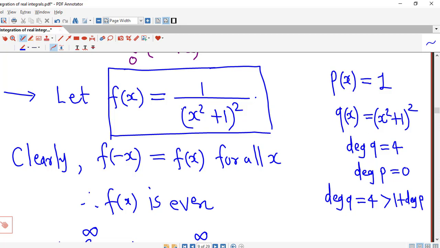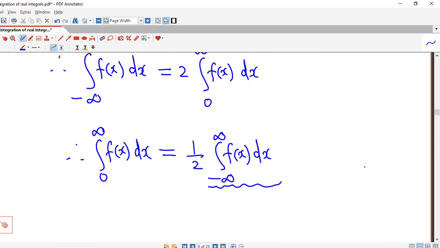So degree of q is at least 2 higher than the degree of p. So that condition is satisfied, and here q(x) is x square plus 1. So it is clear that q(x) is non-zero for all x belongs to R. So those two conditions are satisfied, that q(x) has no zeros on real axis and degree of q is greater than 1 plus degree of p. So therefore this improper integral is convergent, and we can use Cauchy's residue theorem to find out value of this improper integral.